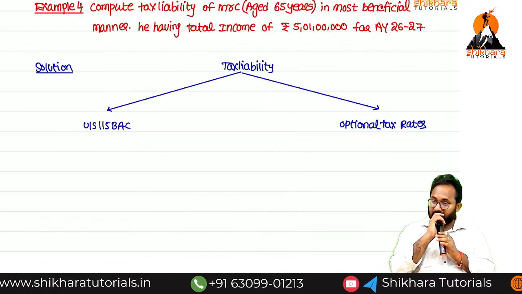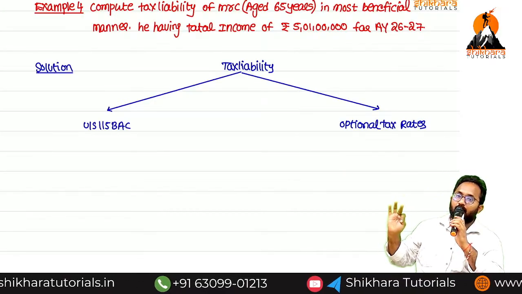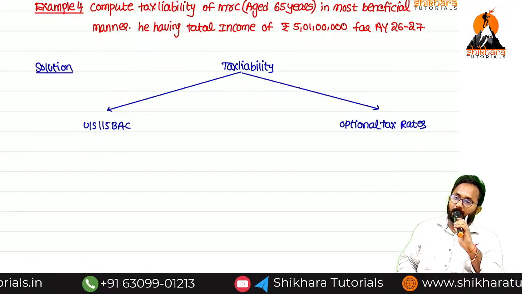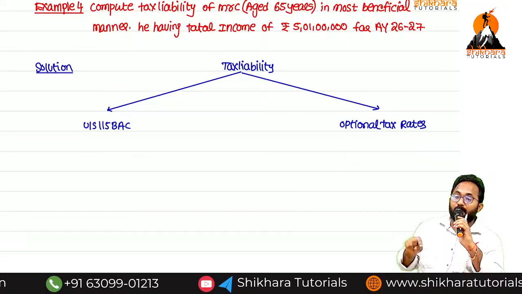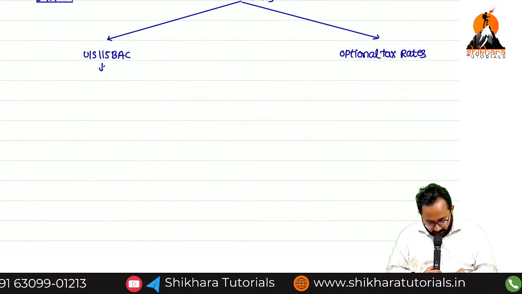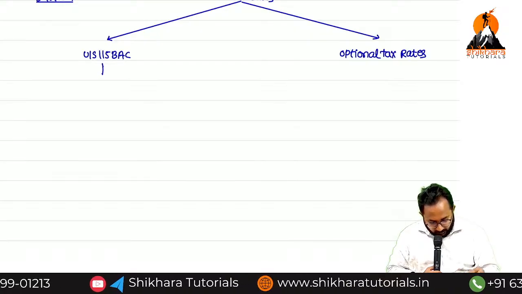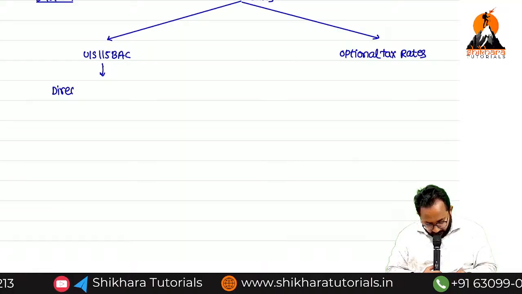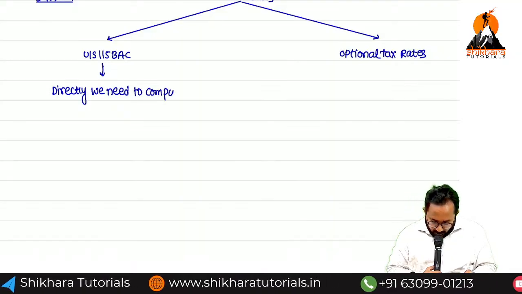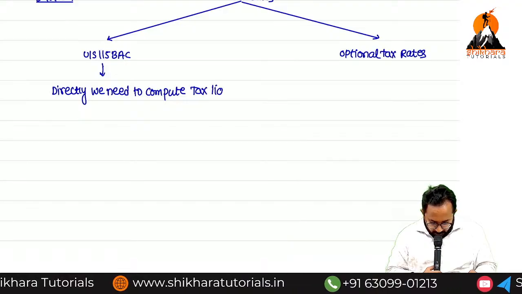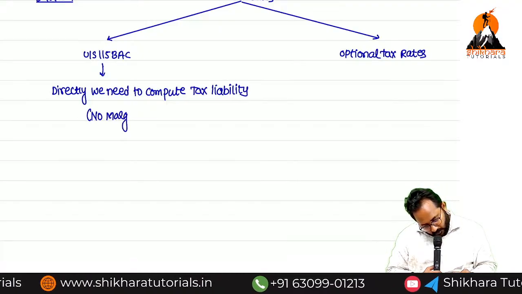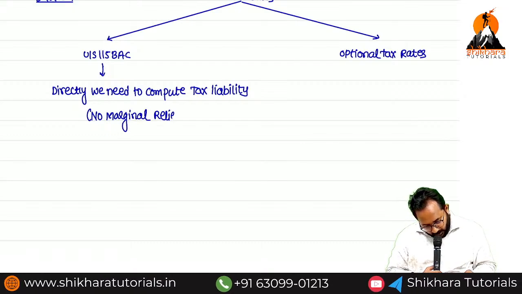But under optional tax rate, what are the basic limits, ma? 50 lakh, 1 crore, 2 crore, 5 crore. Now 5 crore is a basic limit for surcharge under optional tax rates. So that's why here you are required to compute tax liability by using marginal relief. Yes, sir. Here, how to calculate tax liability under 115 BAC? Directly, we need to compute tax liability. Here, there is no marginal relief. How do you know? Because 5 crore is not a basic limit.